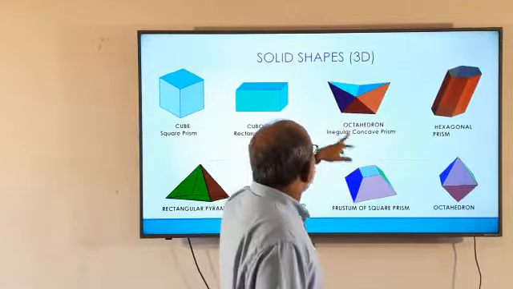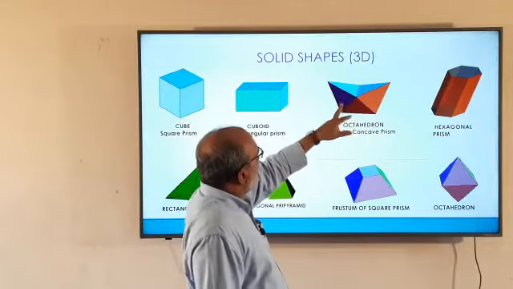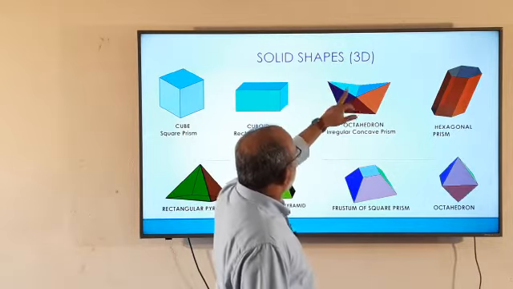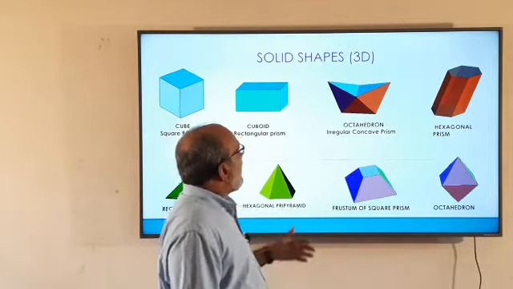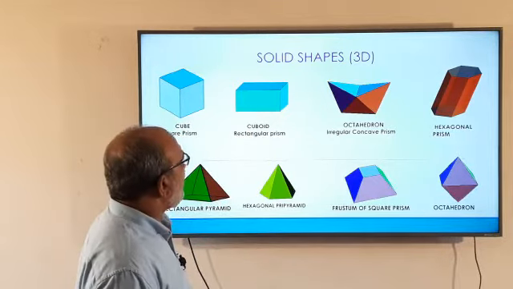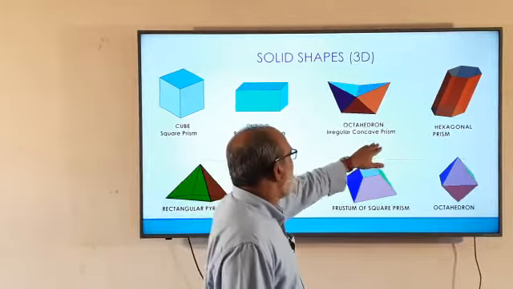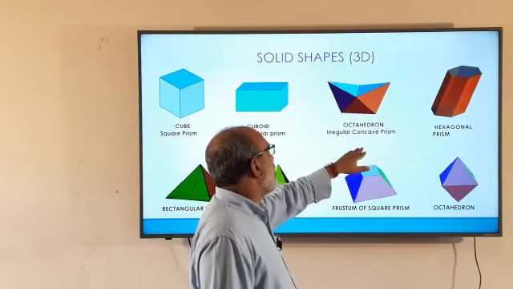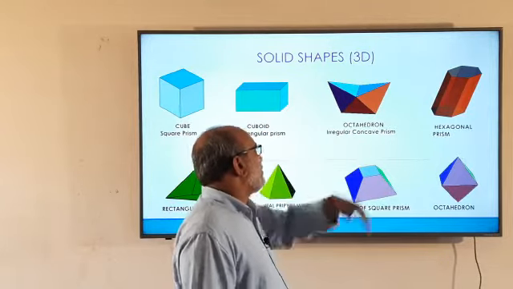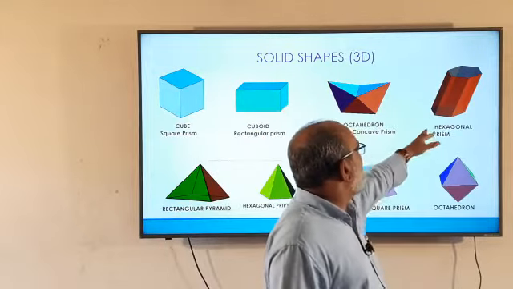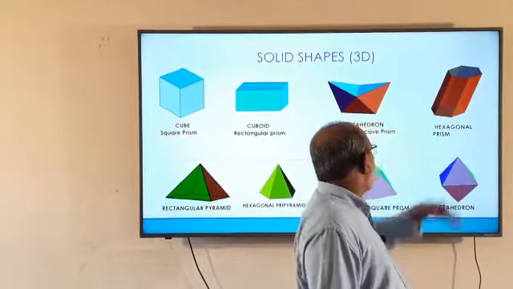Here you see how many sides it has. 1, 2, 3. 3 sides on the other side. The 6, 7, 8. So it has 8 polygons. So it's an octahedron. It is irregular and concave. We will discuss irregular and regular, concave and convex prisms after some time. This is a hexagonal prism because the base is a hexagon.